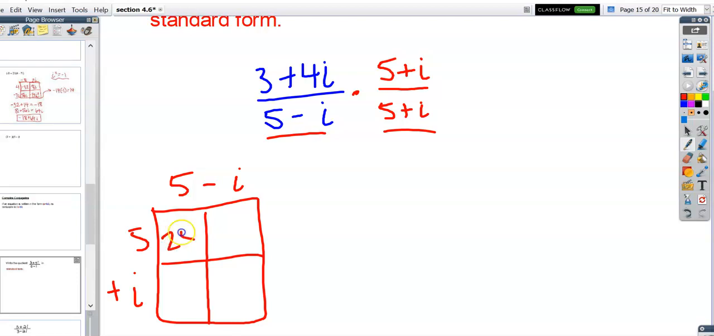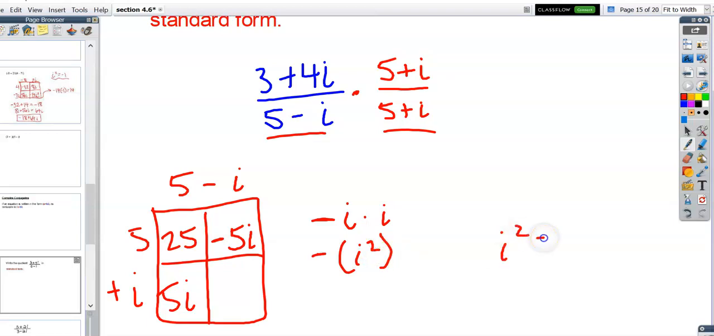5 times 5, we get 25. Negative i times 5 is negative. The rational number goes first, so 5, and then i, negative 5i. And then 5 times i, we get 5i. And then negative i times i, remember we said i squared equals negative 1. So this is like negative 1 times negative 1, or negative negative 1. That becomes positive.